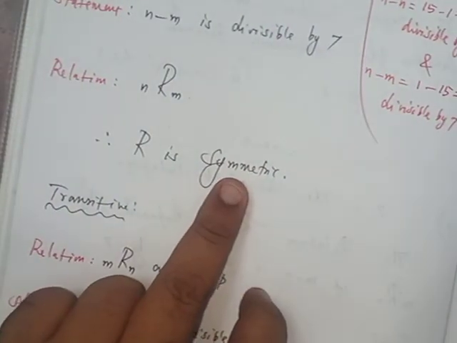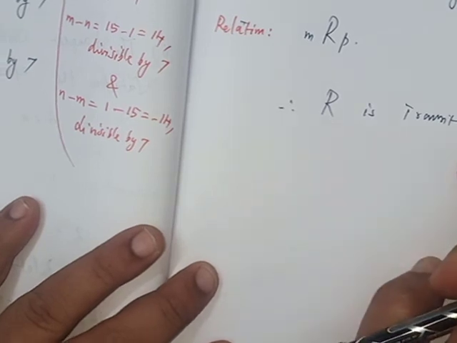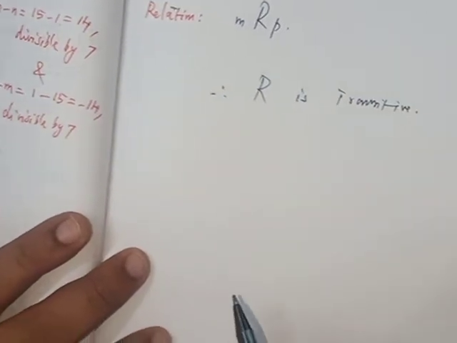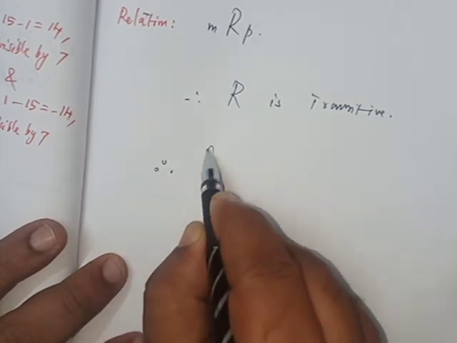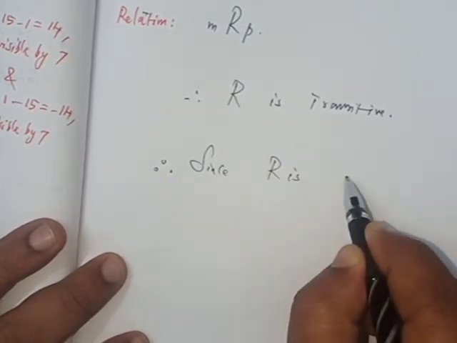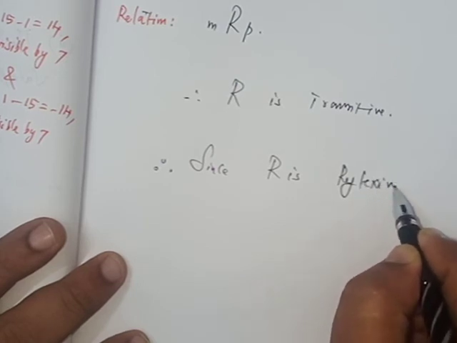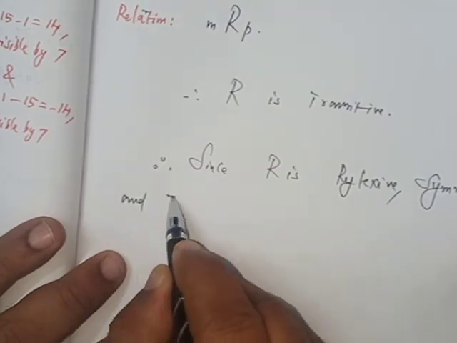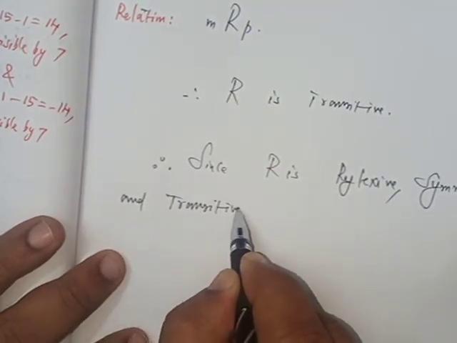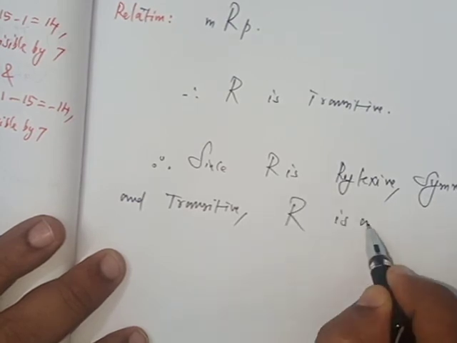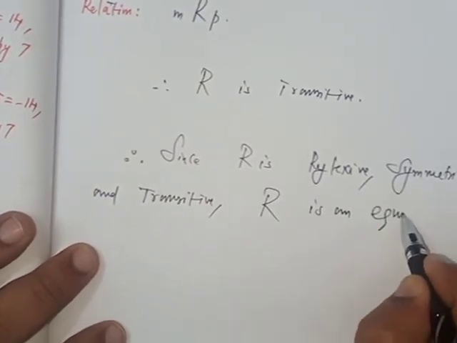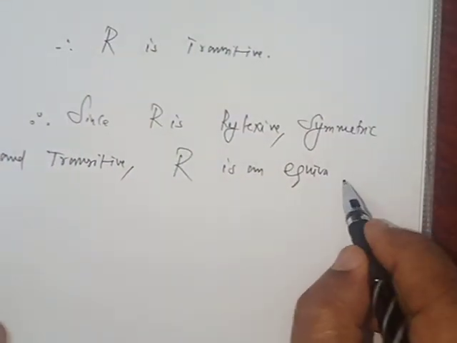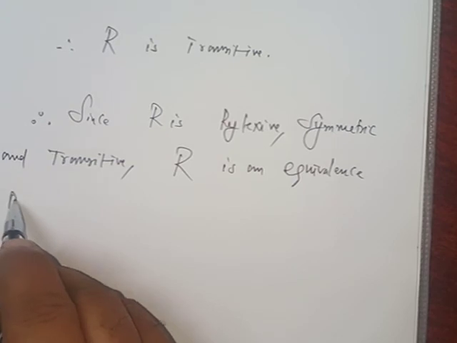We have proved R is reflexive. We have proved R is symmetric. And we have proved even R is transitive. Therefore, finally write the result. Since R is reflexive, symmetric, and transitive, R is an equivalence relation.